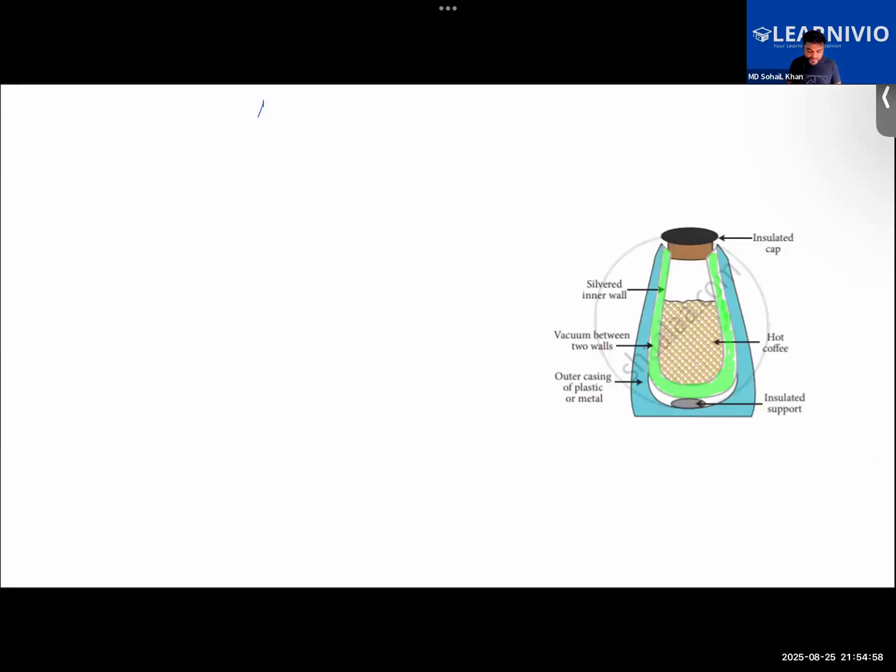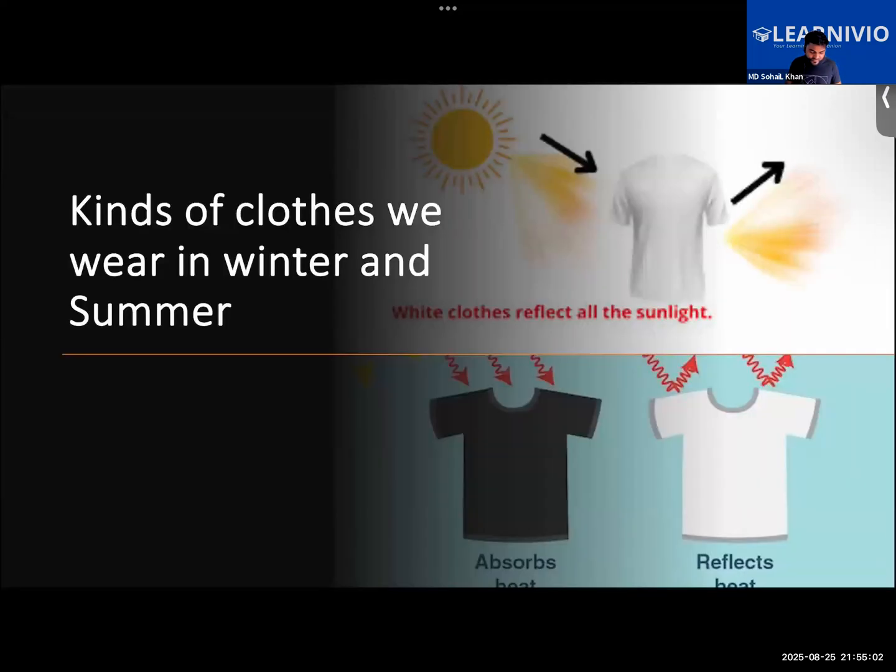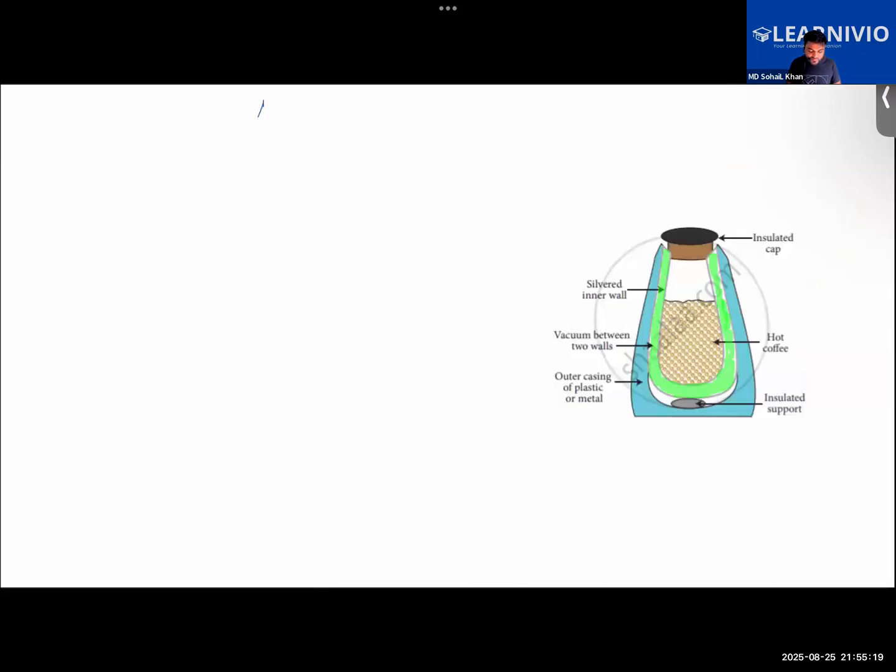So we have finished this concept. Now we have some more applications. By the way, you can look here. That's based upon the concept of radiation again. Black colored objects absorb more heat, and how are they absorbing it? They are basically absorbing the radiations. And light colored clothes reflect the radiation. They give out heat. I mean to say they do not absorb the heat.